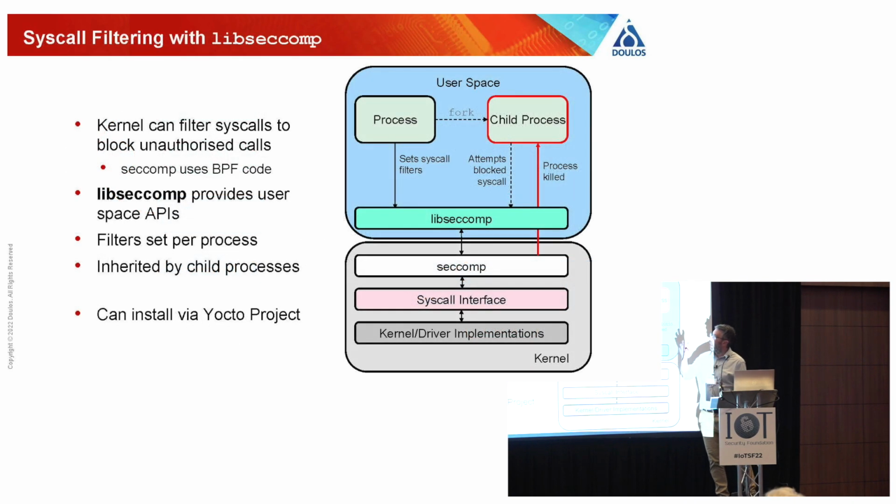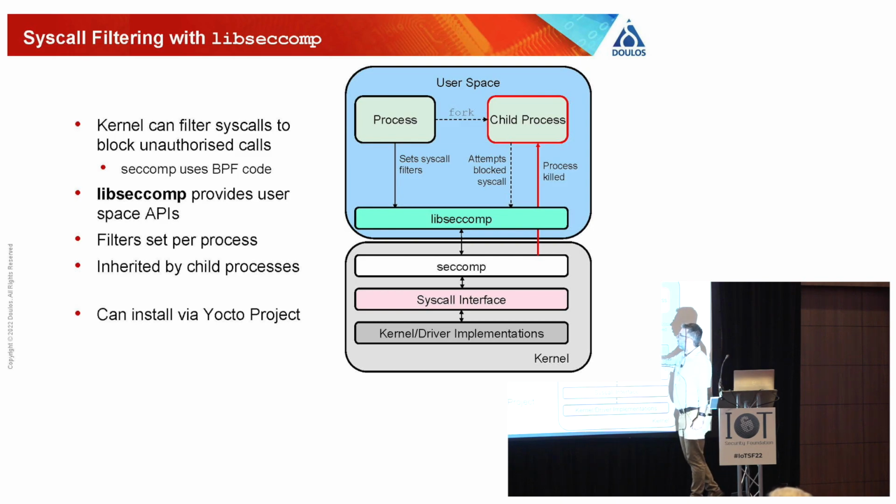What the seccomp feature allows us to do is filter the system calls that are made by a process. Seccomp is the kernel feature that allows us to do this. So it's part of the mainline kernel. It can be enabled very simply with a simple configuration switch compiled into your Linux kernel. libseccomp is a user space library that provides APIs and tools that help us configure this.